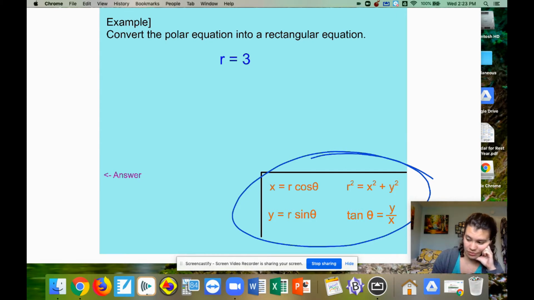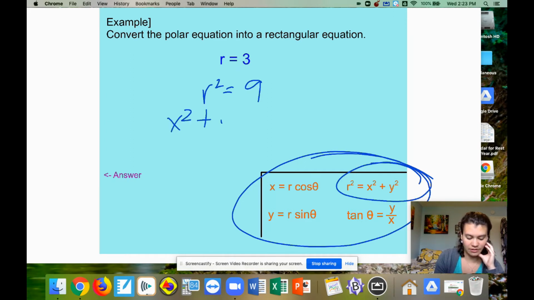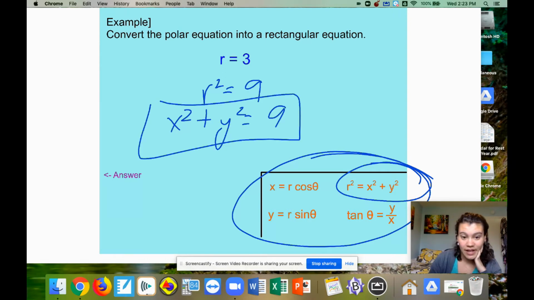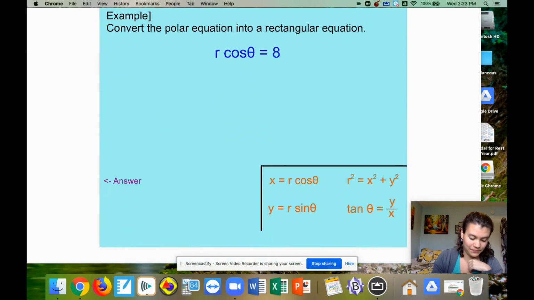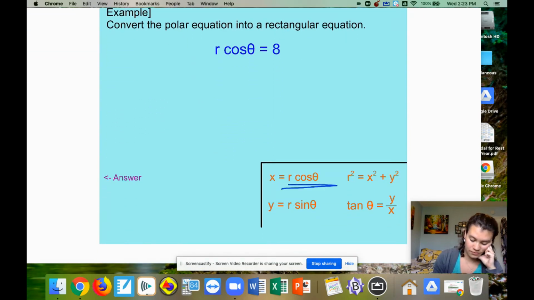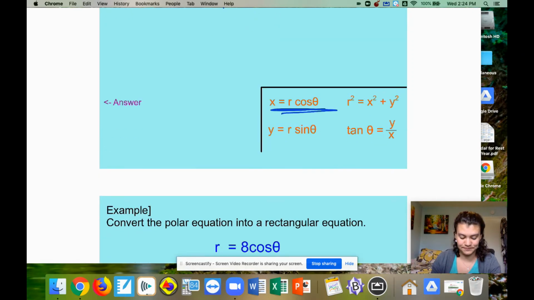So I have nothing that equals just r, but if I square both sides and get r squared equals 9, now I can use this right here and get x squared plus y squared equals 9. Now I've gotten rid of the r and the theta, and I'm good. So to go to Cartesian coordinates, you need to have no r's and no thetas left. So if we do another one, here, r cosine theta equals x, so we get x equals 8. I got rid of the r, I got rid of the cosine, done. It's now in rectangular coordinates.